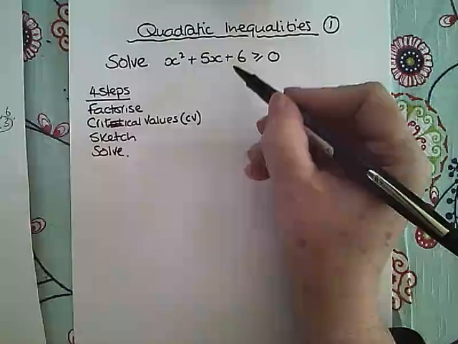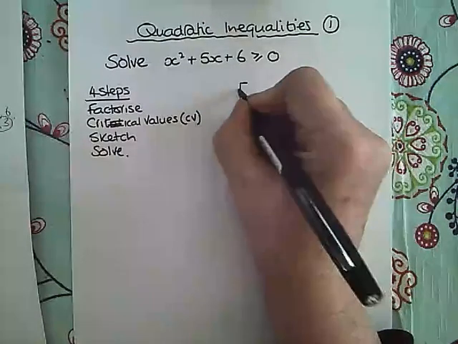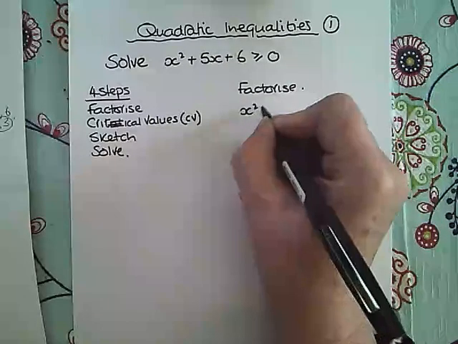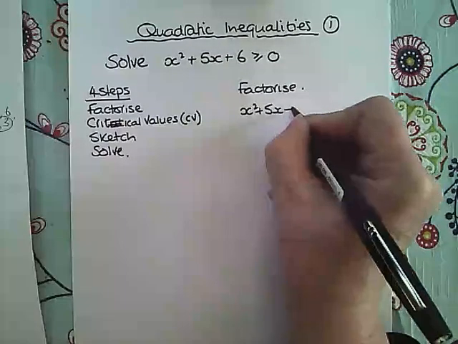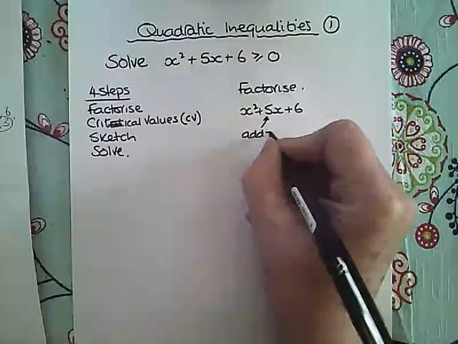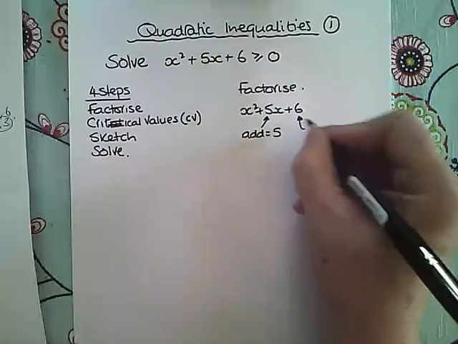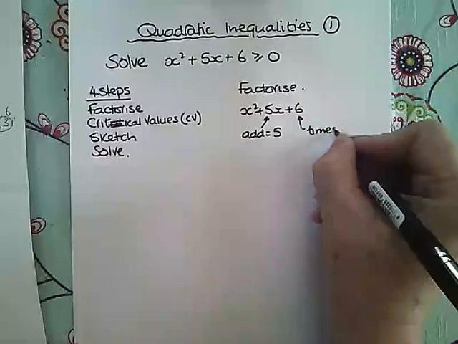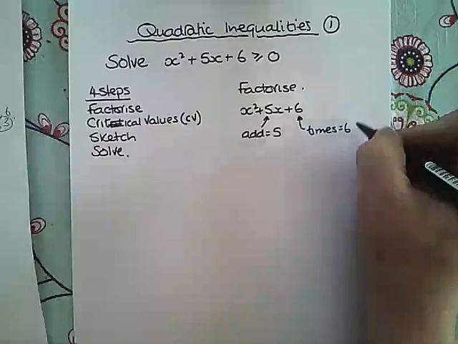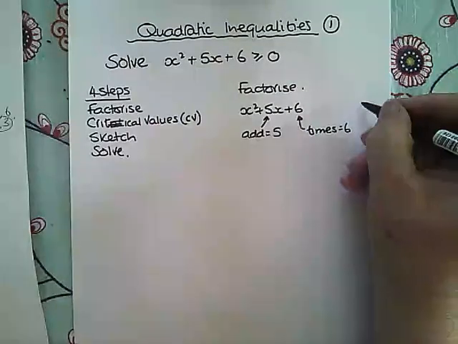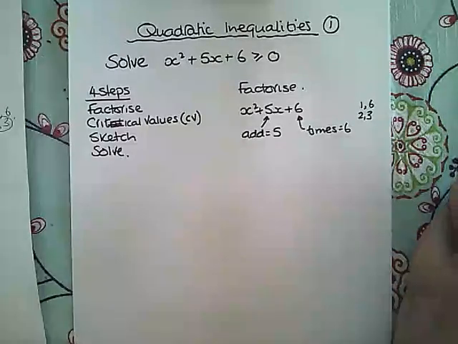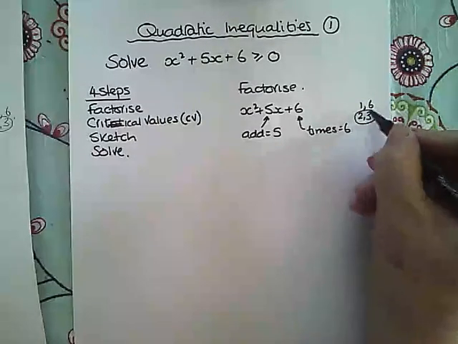So let's start off with this. First of all, we are going to factorise x squared plus 5x plus 6. We are looking for 2 numbers which add to give 5 and times to give 6. Those 2 numbers, we look at the factors of 6, which are 1 and 6 and 2 and 3. Everything is positive, so we're going to plump for 2 and 3.